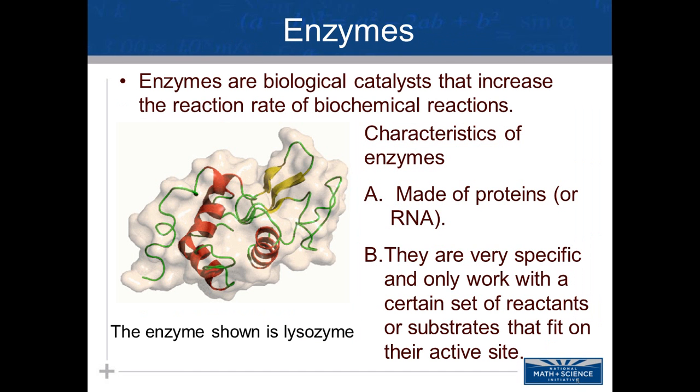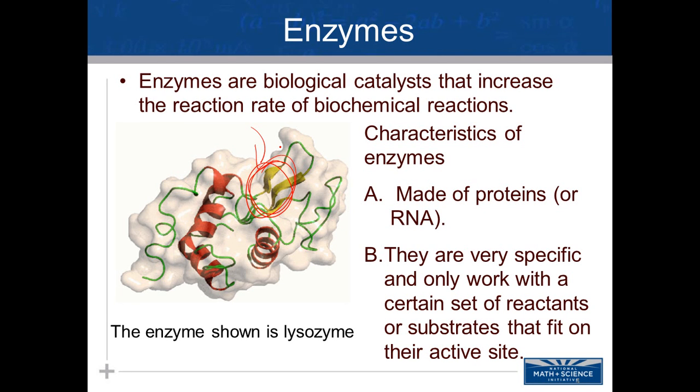Now, enzymes are biological catalysts that increase this reaction rate. Characteristics of enzymes are they're made up of proteins. However, recently they have found out that there are some enzymes that are actually made of RNA, which is quite amazing to me. They're very specific and only work with a certain set of reactants or substrates that fit on their active site. So here we have an enzyme, and somewhere there's going to be an active site in which a substrate can fit.